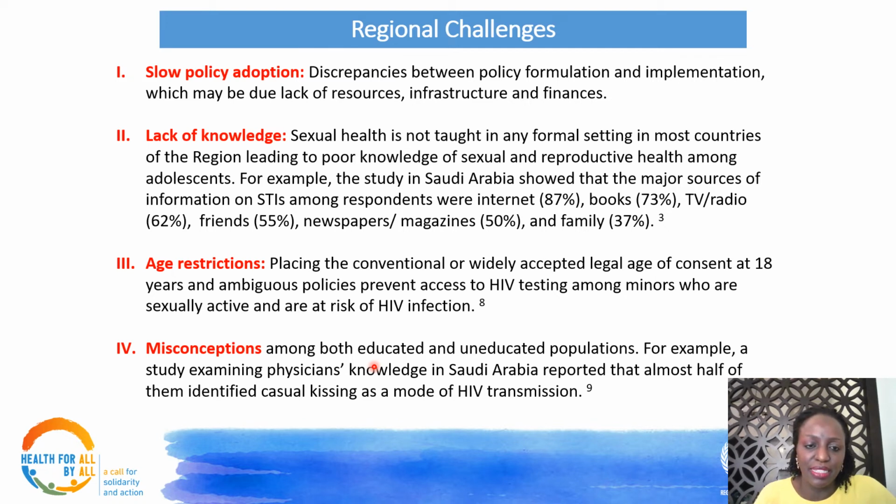There are also age restrictions, age limitations, placing the conventional and widely acceptable legal age of consent at 18 years, and ambiguous policies preventing access to HIV testing among minors who are sexually active and are at risk of HIV infection. There continue to be misconceptions among both the educated and uneducated populations. For example, a study examining physicians' knowledge in Saudi Arabia reported that almost half of them identified casual kissing as a mode of HIV transmission.